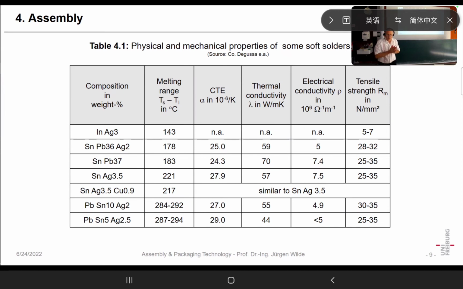Okay, that was for soldering, more for metallurgy. Next time, we will also see real processes for die attachment or for surface mount technology, which are based on soldering, which is the most important interconnecting process for devices on a substrate.